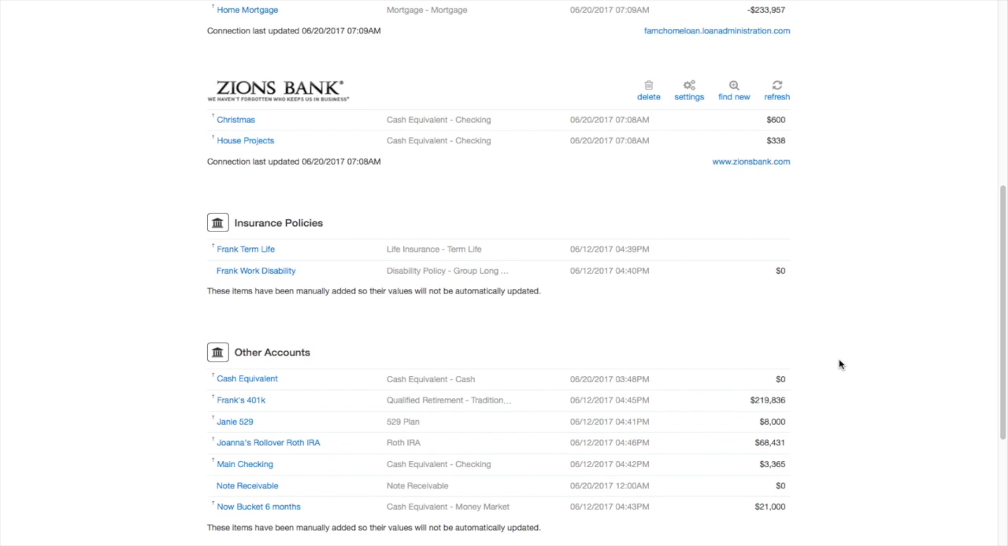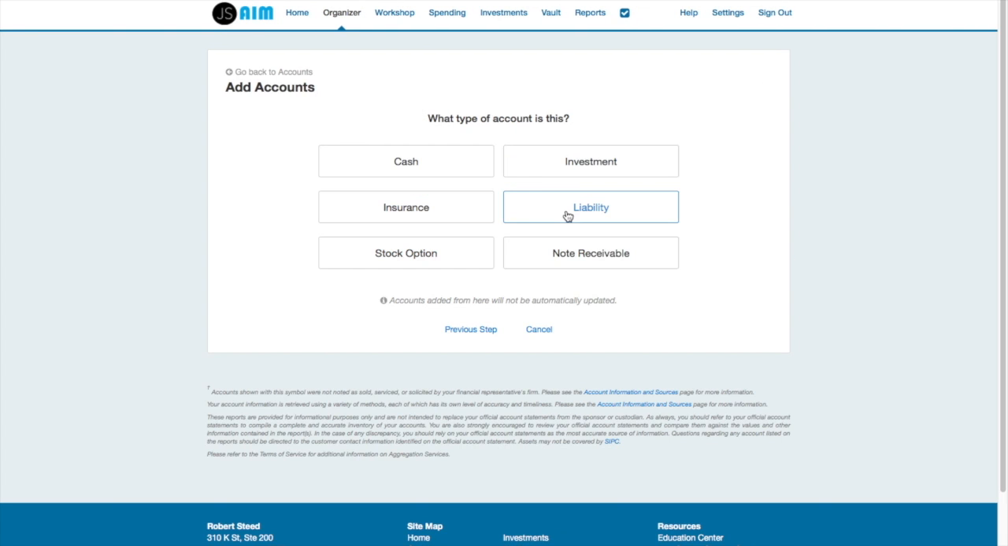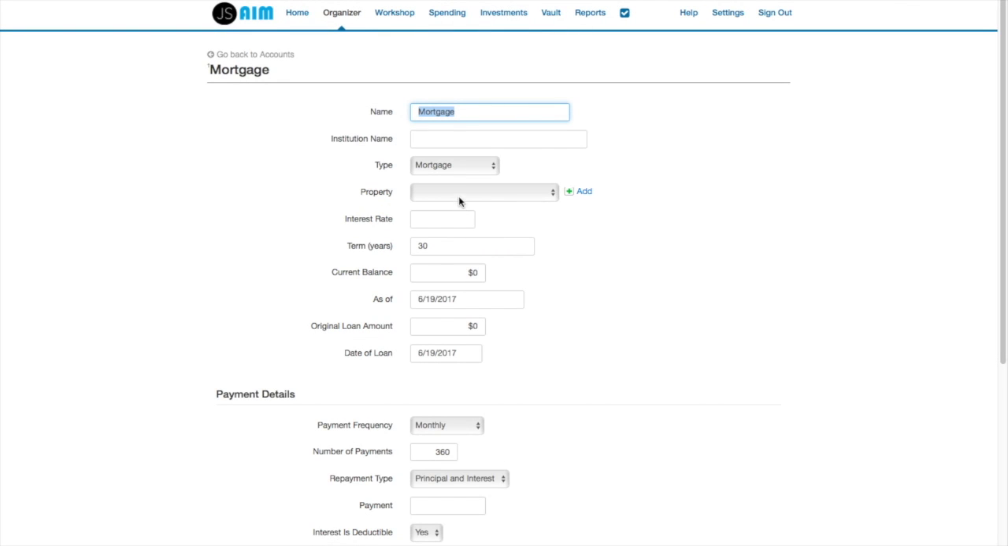Now what we're going to investigate today is Frank and Joanna's desire to buy a small vacation bungalow in a warmer area than the one in which they live. So we're going to come here in accounts and we are going to add a liability. We're going to add a mortgage. They want to see if they've been saving for it. We're going to label it possible vacation home.